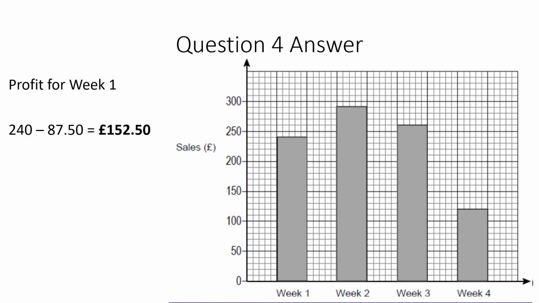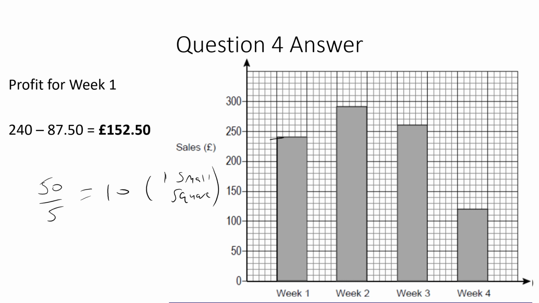Okay, and here is your answer for this one then. So we've got that £87.50 already. Now this 240, we're only looking at week 1, remember, so the other bars are irrelevant for this particular question. We've got 5 small squares on each little segment here. And if you have a look between 0 and 50, you've got 5 small squares. So if we divide that 50 by 5, 1 small square is worth £10 of sale.